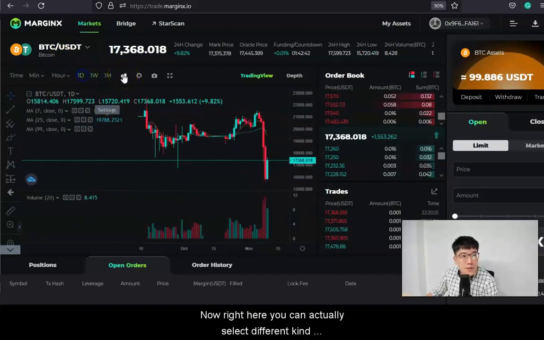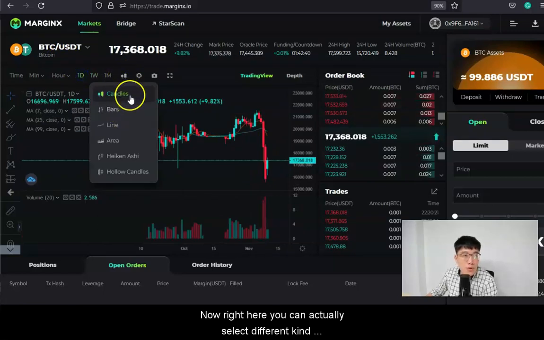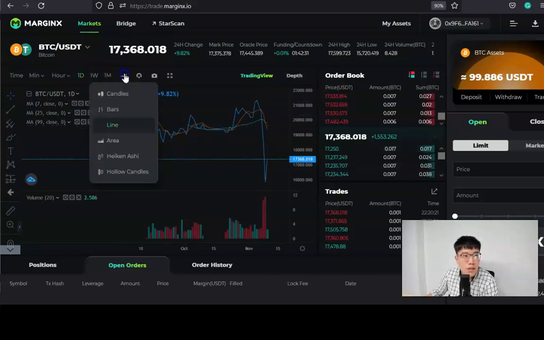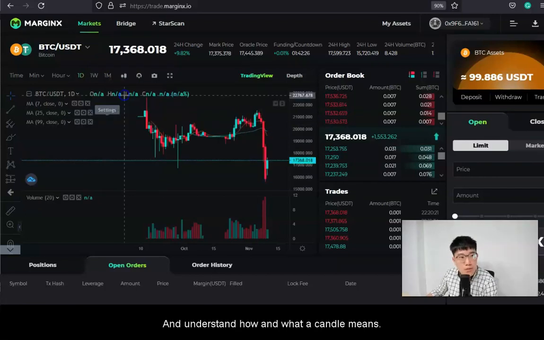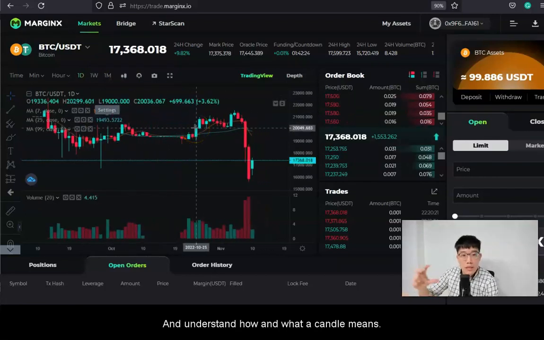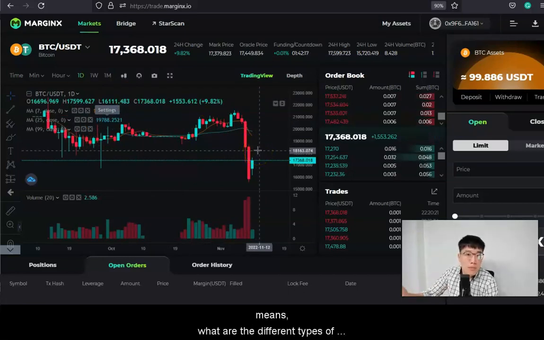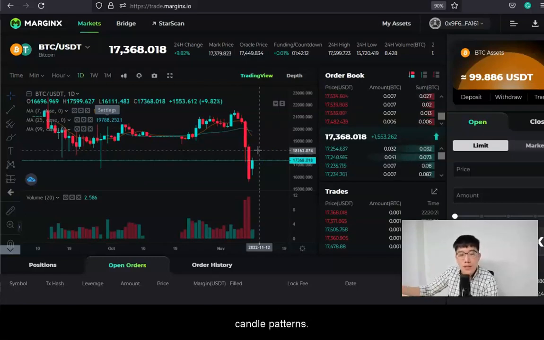Now right here you can actually select different kinds of modes, like what representation you would want to see. Do you prefer candles, bars, line, area, and so on and so forth? You can also change it, no issue, but I will always suggest, if you're new to this, just stick to candles and understand what a candle means. I take great pleasure in understanding what candlesticks mean, what the different types of candles are, and what the different chart patterns and candle patterns are. It's so extensive. There's a lot of learning in it.